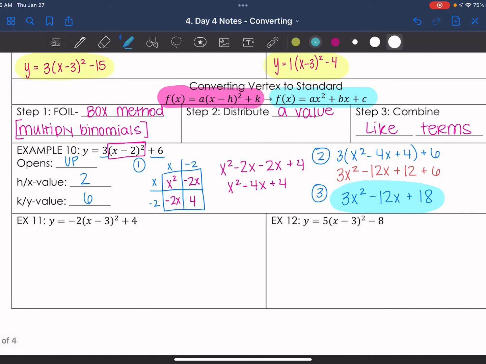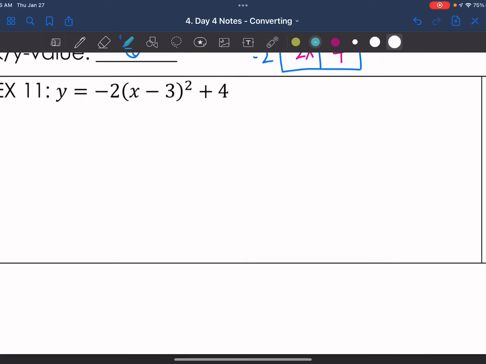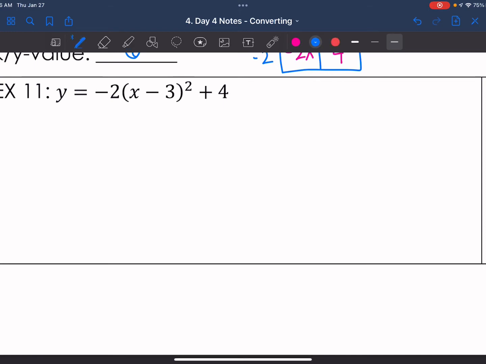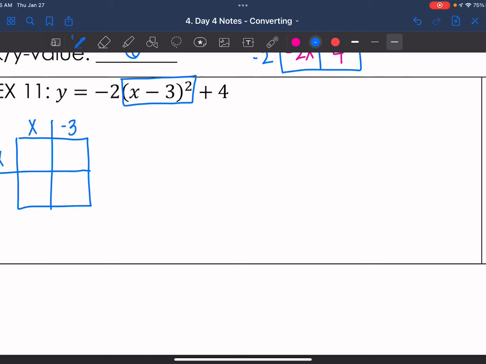Now we're going to move on to number 11 and do the same method. So step 1 was to use the box method to expand x minus 3 squared. X minus 3, x, and minus 3. In the box, I'll get x squared minus 3x minus 3x plus 9. I'll rewrite it outside of the box and combine my like terms to get x squared minus 6x plus 9.